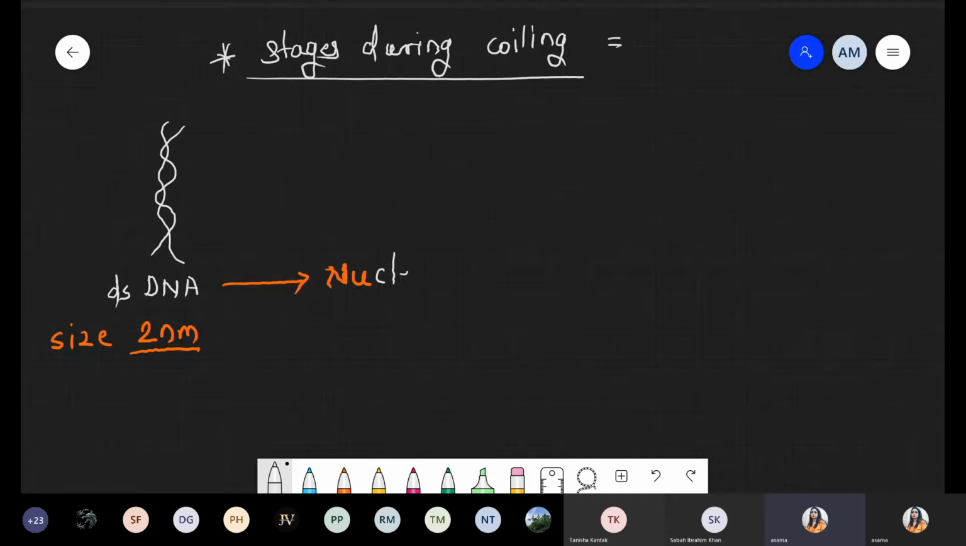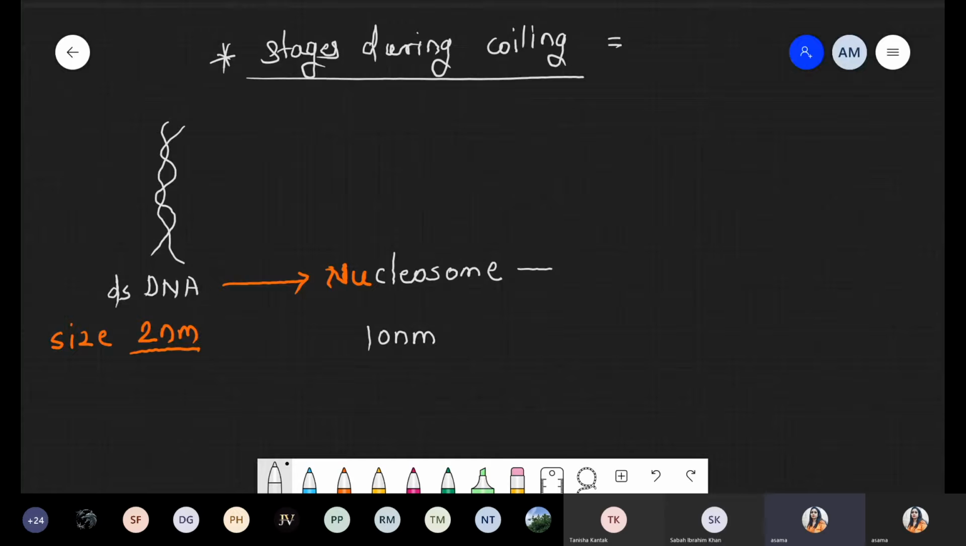Now that double-stranded DNA gets converted into the next structure, the nucleosome. As we just discussed, the diameter of a single nucleosome is 10 nanometer. So from 2 nanometer it is converted into 10 nanometer. When we discussed the Watson and Crick DNA model, we saw that the diameter is 2 nanometer or 20 angstrom. It is the same information, but now we go from DNA up to chromosome. So the initial stage of 2 nanometer converts to 10 nanometer.